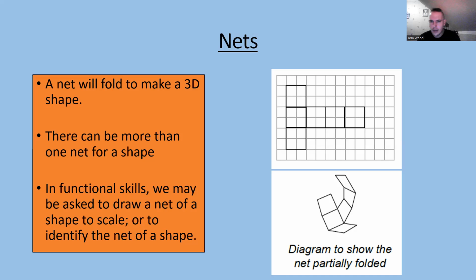The net that we've got here is one of the many nets for a cube. If you imagine we folded the sides in and then rolled it over, it would make a perfect cube. We'd have all the faces on there and obviously a hollow inside.